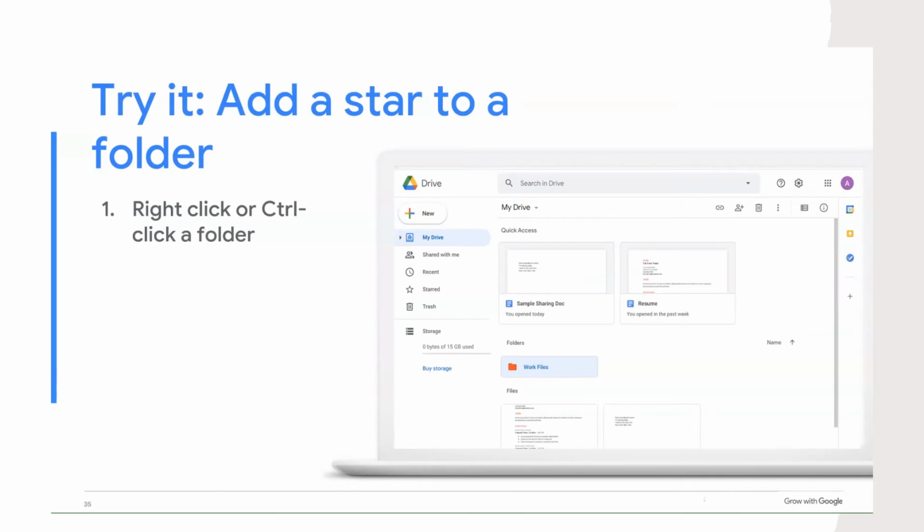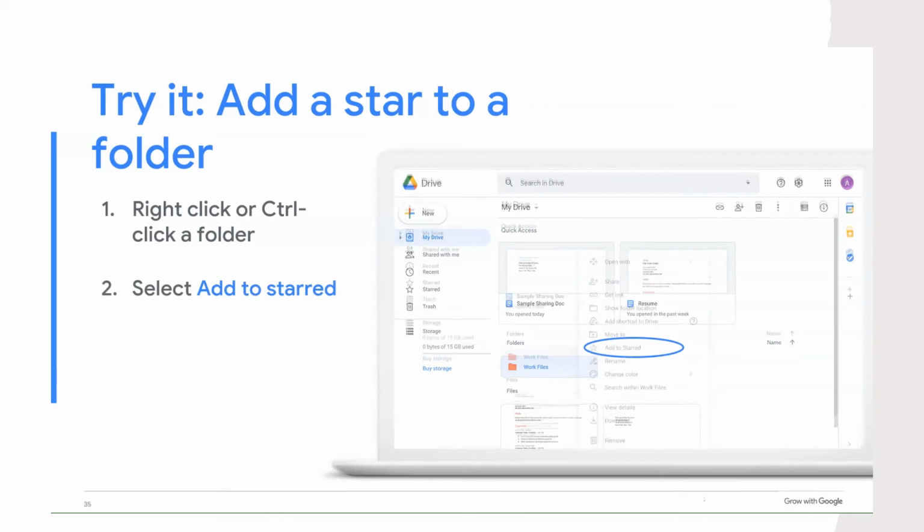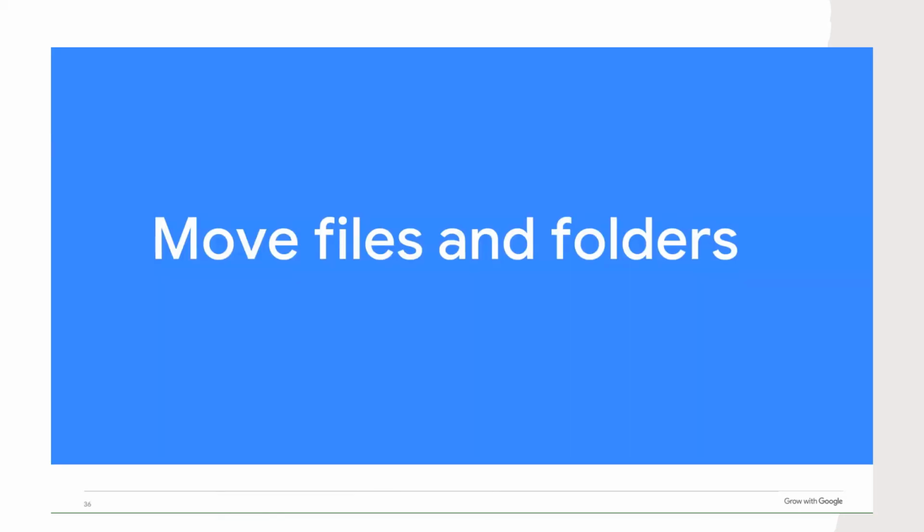So now you try it. Right-click on the folder that you want to star. Select Add to Starred. And that will put it in the starred column.